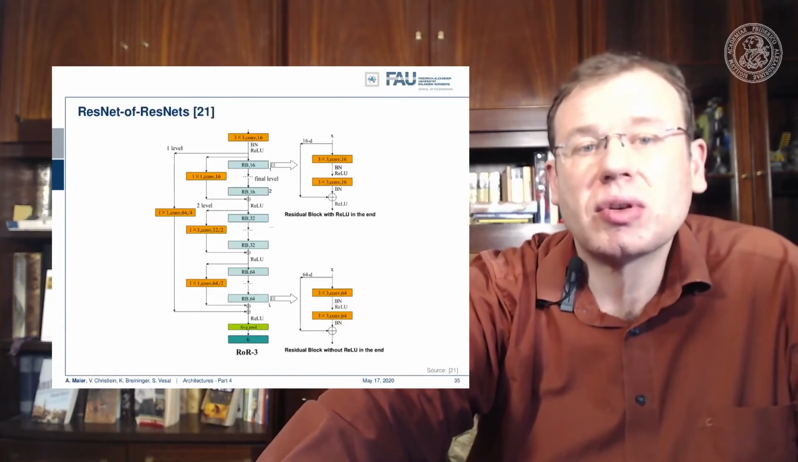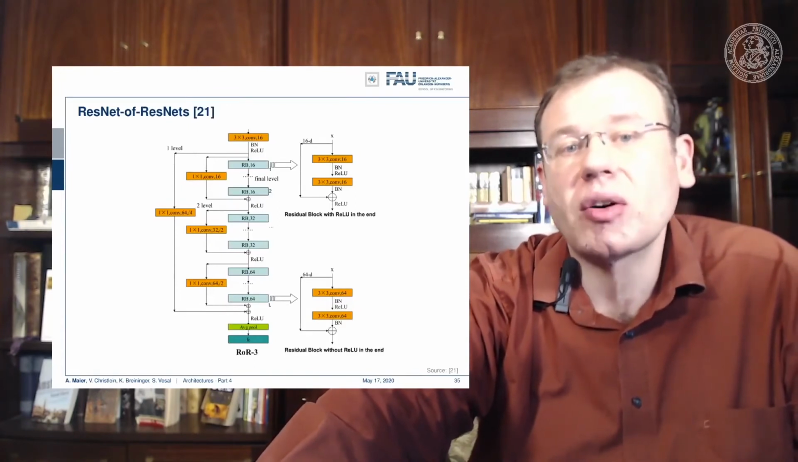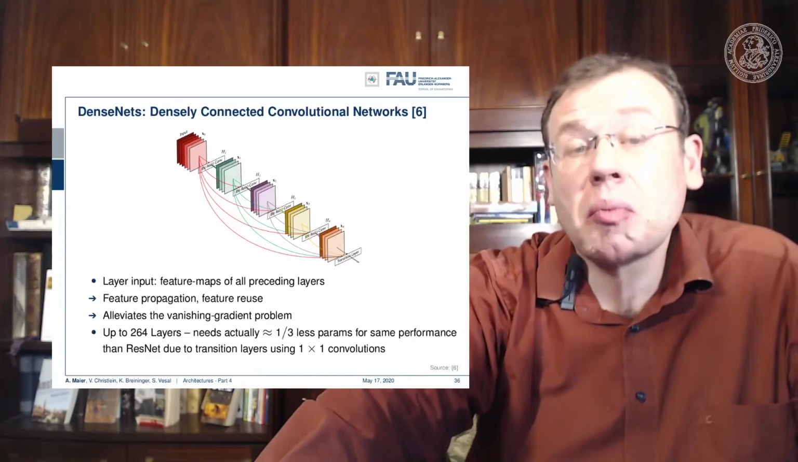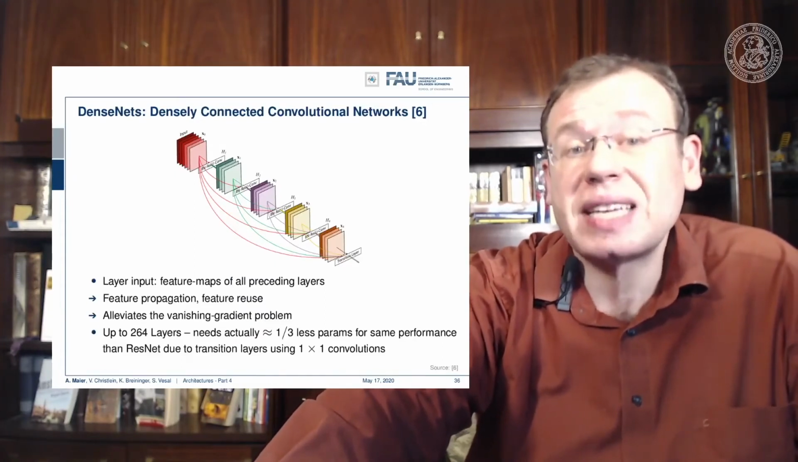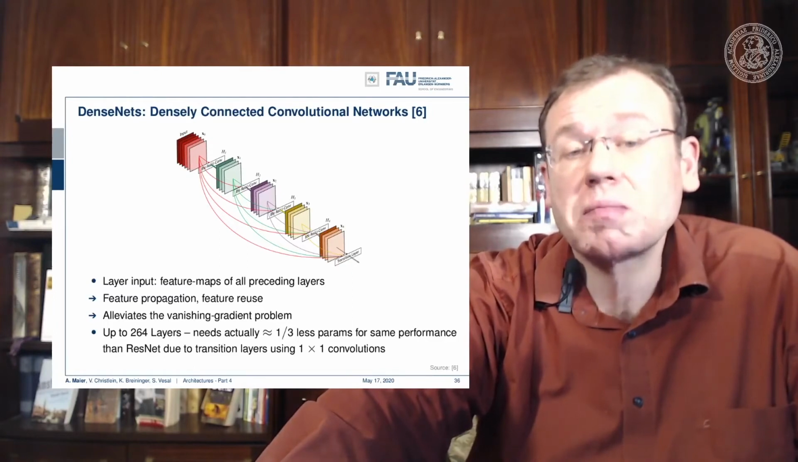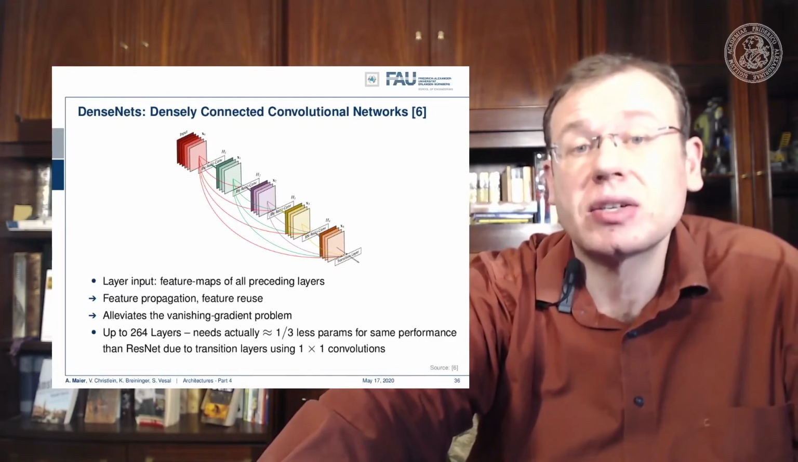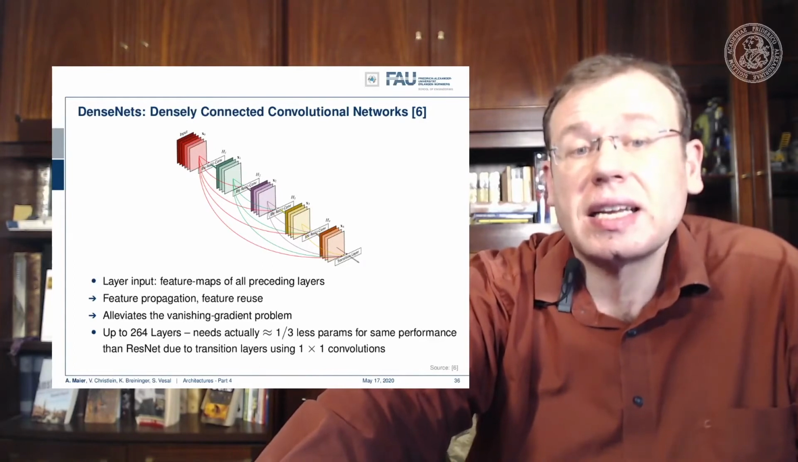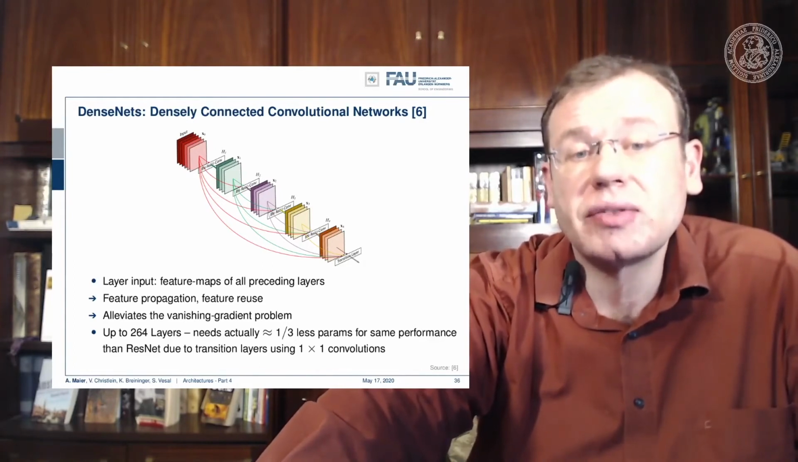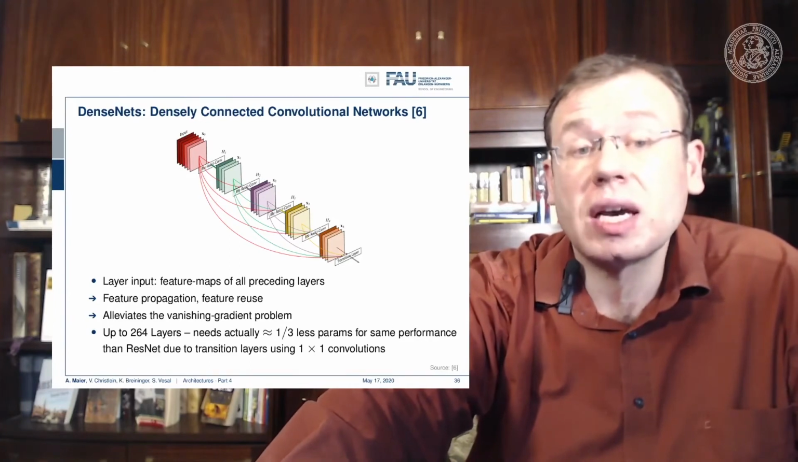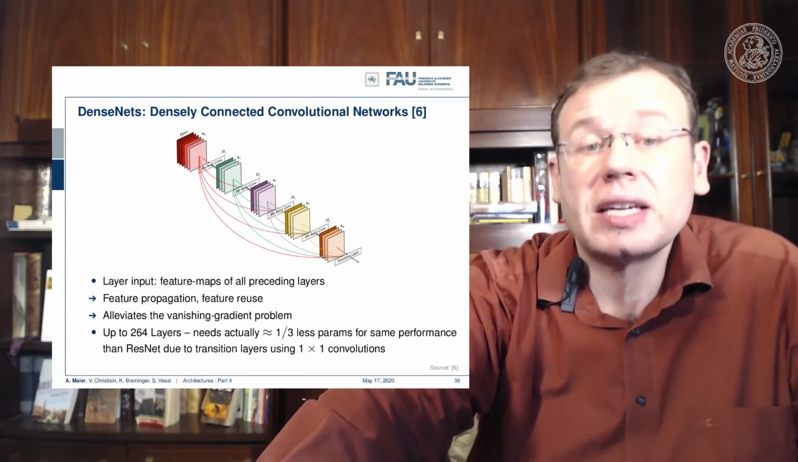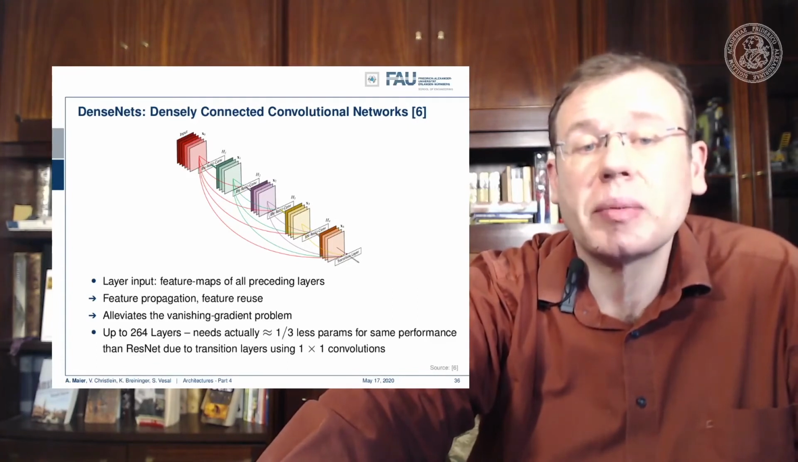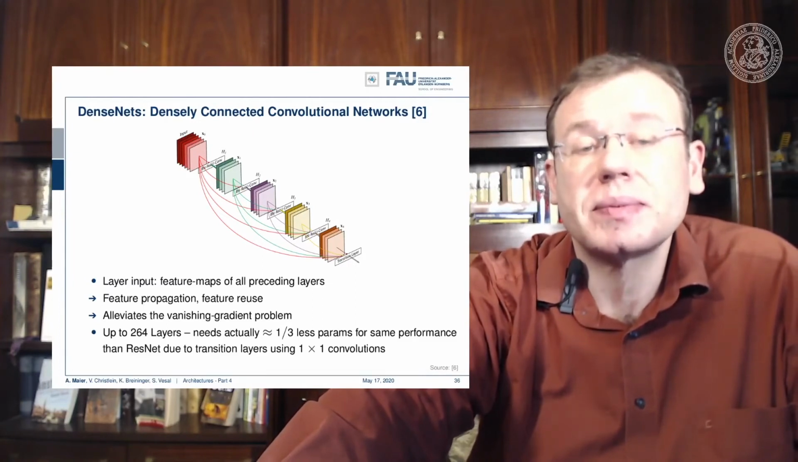Then of course you can combine this, so you have a ResNet of ResNets. You can even build more residual connections in here with DenseNets. So here you try to connect almost everything with everything. You have densely connected convolutional neural networks. It has feature propagation, it has feature reuse. It very much also alleviates the vanishing gradient problem. And with up to 264 layers, you actually need 1/3 less parameters for the same performance than ResNet due to the transition layers using 1x1 convolutions.